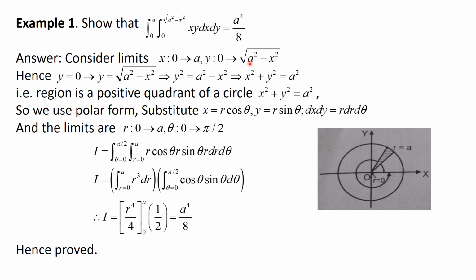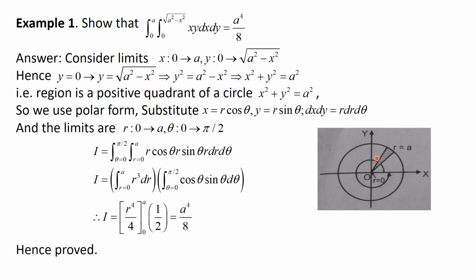The same system, instead of treating it in terms of the square root function, see what it gives. y equal to 0 to y equal to root of a square minus x square. So consider the upper limit, which is y square equal to a square minus x square, and rewriting the equation comes out as x square plus y square equal to a square, which is the boundary of the circle with center at origin and radius equal to a. That means y varies from y equal to 0 to the boundary of the circle x square plus y square equal to a square. So we want to evaluate for x equal to 0 to a.